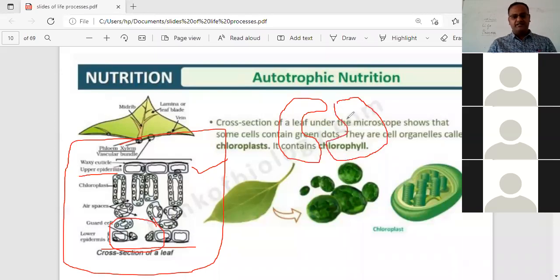The guard cells are there, and this is the stomata. This hole is the stomata, the opening through which water loss occurs in the form of water vapor, which is called transpiration. Clear? And these two are the guard cells. So it is present here in this diagram in the lower epidermis, and the process of the loss of water in the form of water vapor from the leaves of the plant through the stomata is called transpiration.